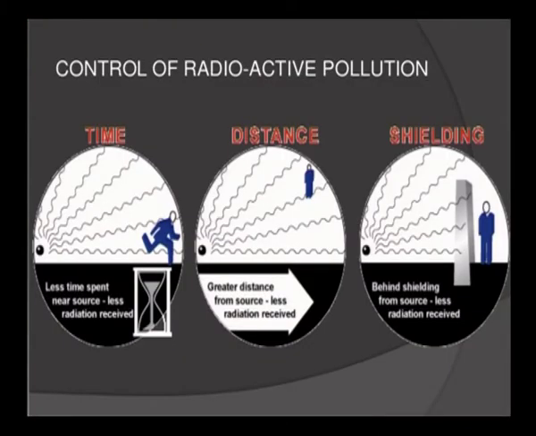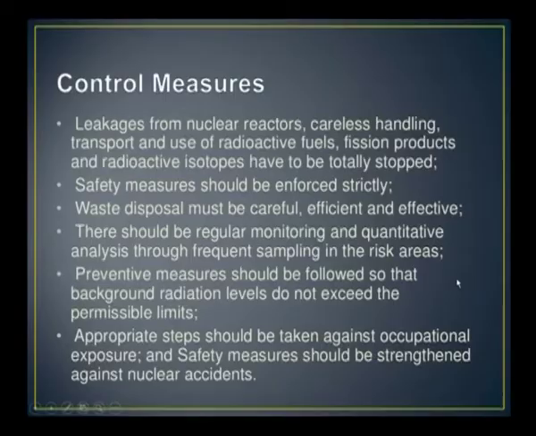Now, how do you go about control of radioactive pollution? Number one is time, distance, and shielding. First, less time spent near the source means less radiation received. Greater the distance from the source, lesser the radiation received. And finally, shielding yourself from the source means less radiation received.